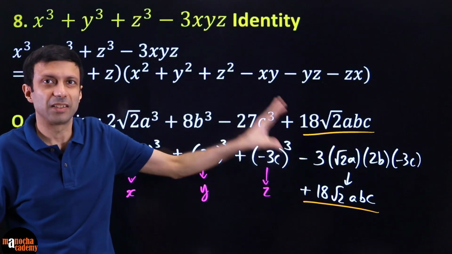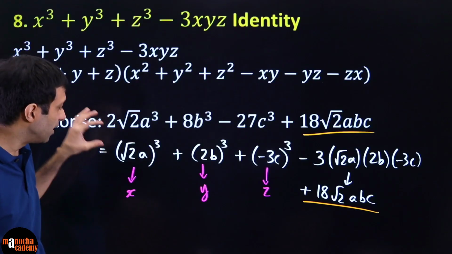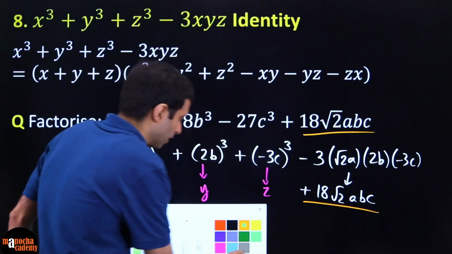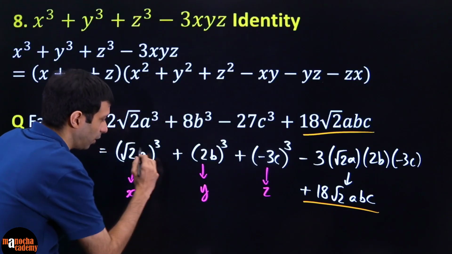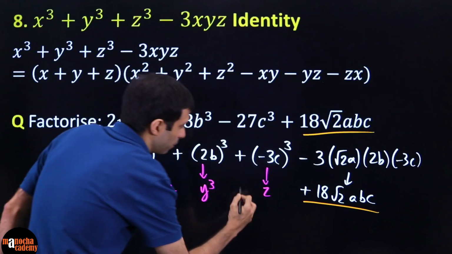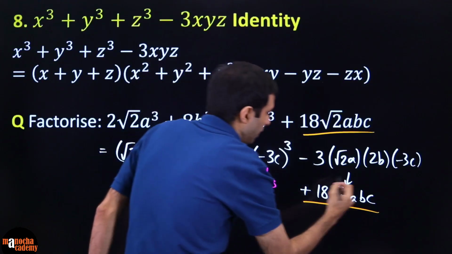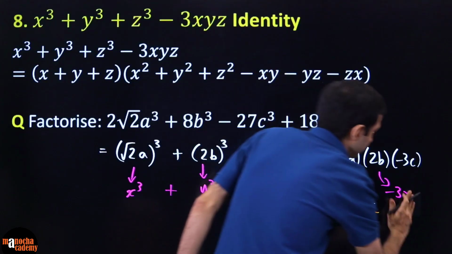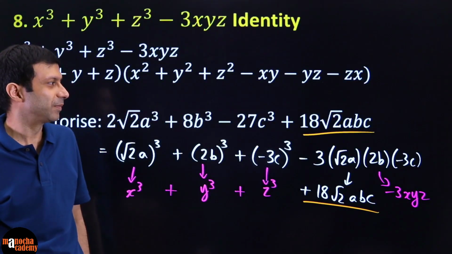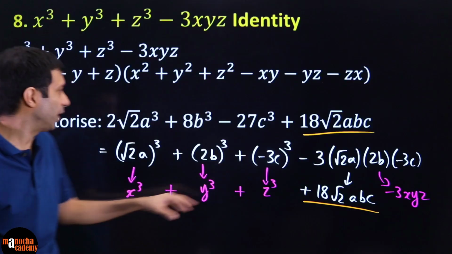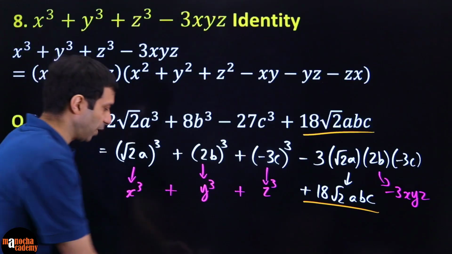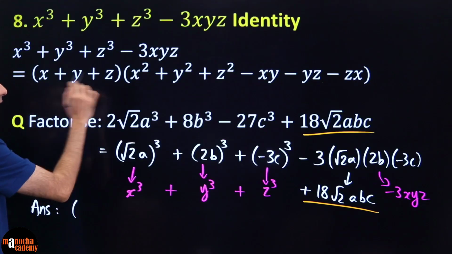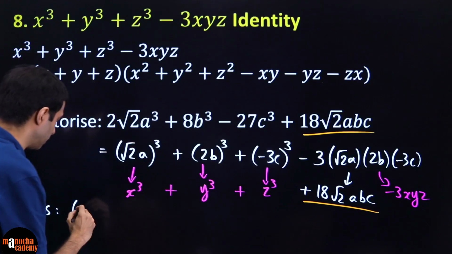So that means this is fitting into our identity x cube plus y cube plus z cube minus 3xyz. So now we can put these cubes here also, x cube plus y cube plus z cube minus 3xyz. Is this clear? So if it is matching this, now we can easily factorize it. So what will be the factors? The first factor is simply x plus y plus z.